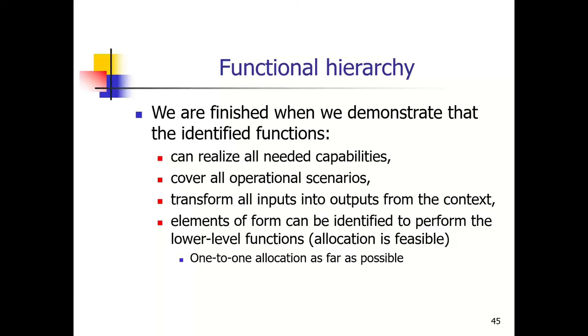And we recommend doing a one-to-one allocation, so that you don't share the responsibility of performing a determined function between two components if it is not clear. A clear analysis is needed of what part of that transformation needs to be allocated to component one and which part to component two. So you should divide this function into two.